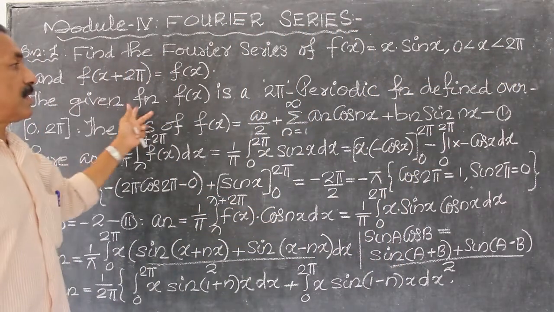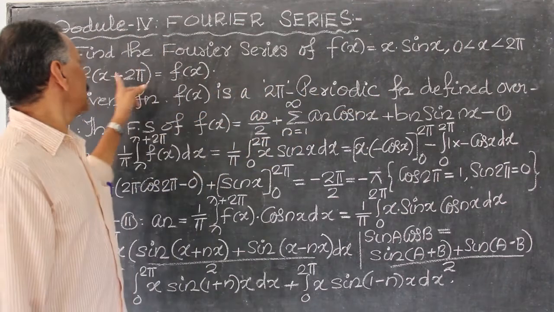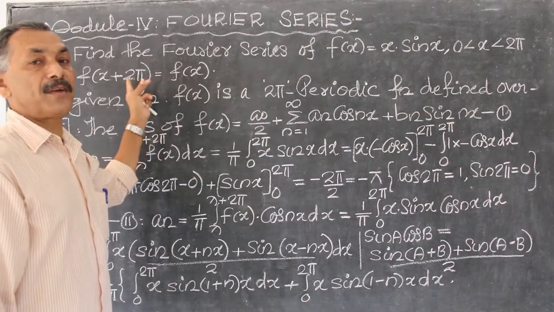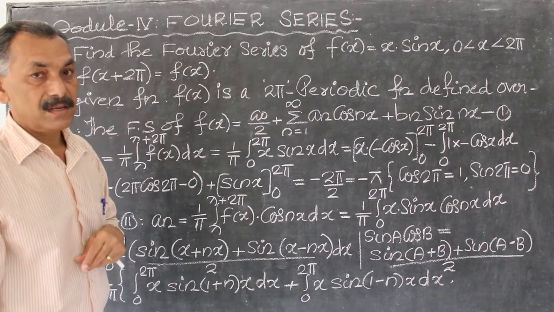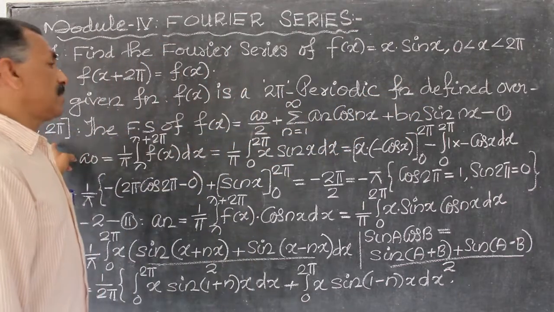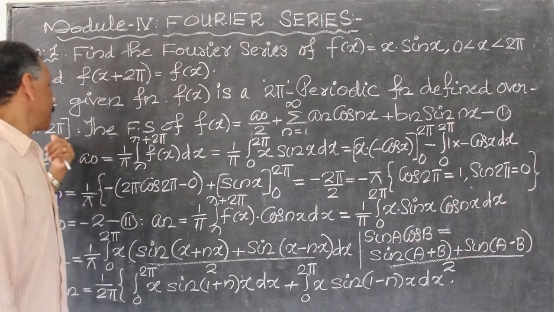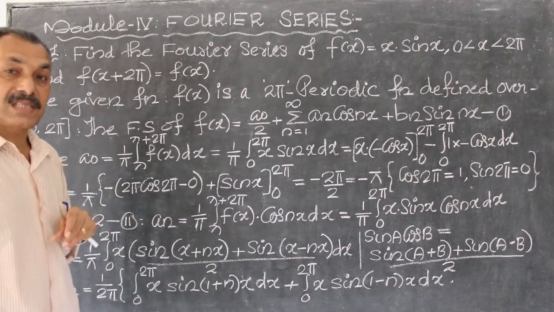The given function f of x is a 2 pi periodic function, f of x plus 2 pi is equal to f of x. That means f of x is a 2 pi periodic function defined over the interval 0 to 2 pi. Then what is the Fourier series of such a function?